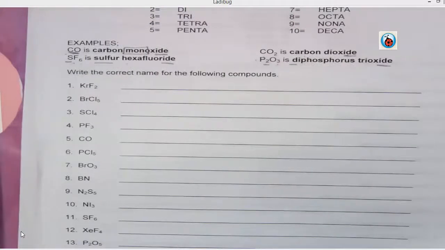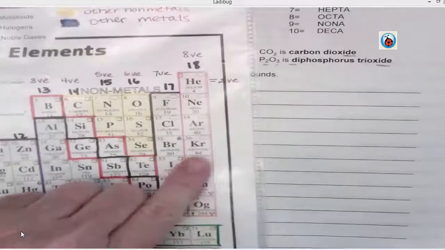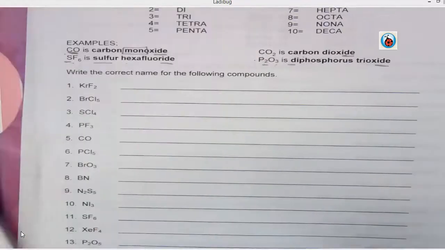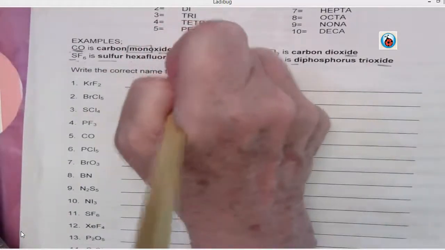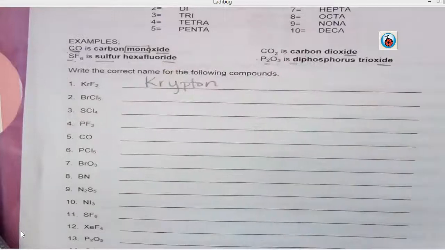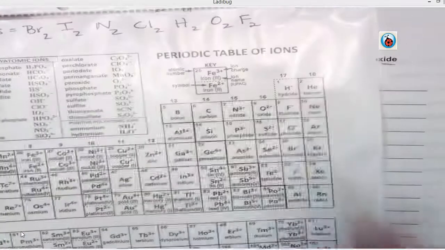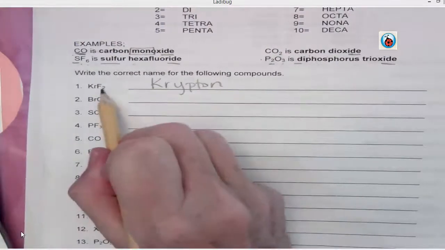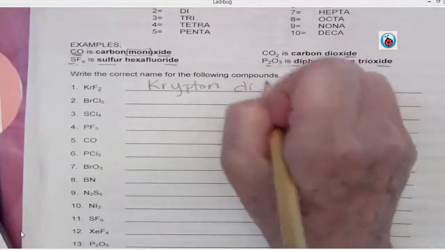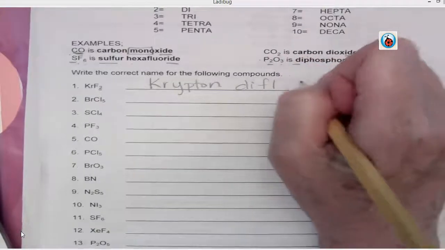We can look at the first one, Kr, krypton, and then we'll go here and we find fluorine, which is fluoride, right? Becomes fluoride when it's an ion, and how many? Difluoride, right?